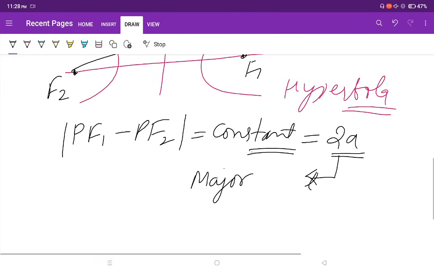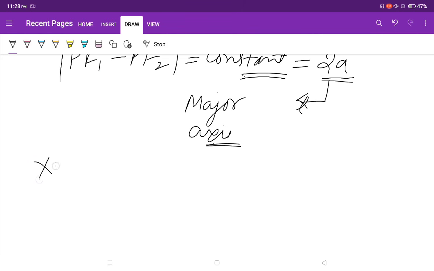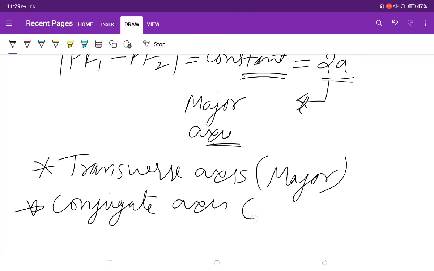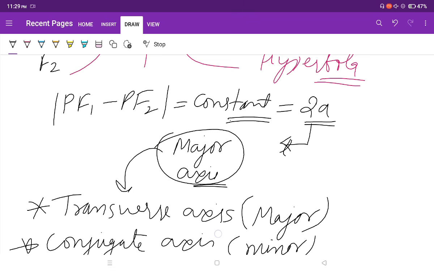Only here we do not use the term major axis. What is the term we use here? Any guesses? So we use transverse axis as major axis and conjugate axis as minor axis, right? So it is nothing but transverse axis.